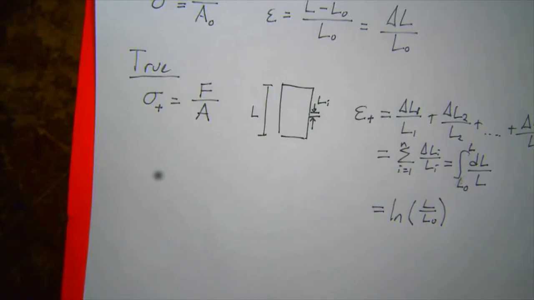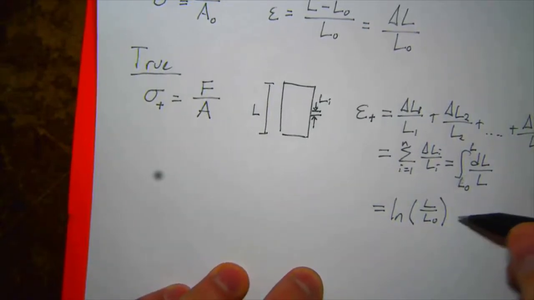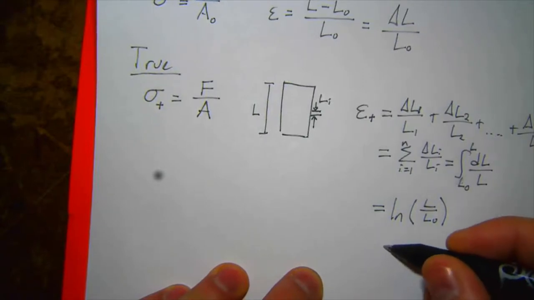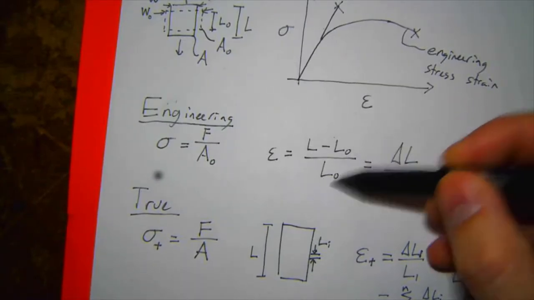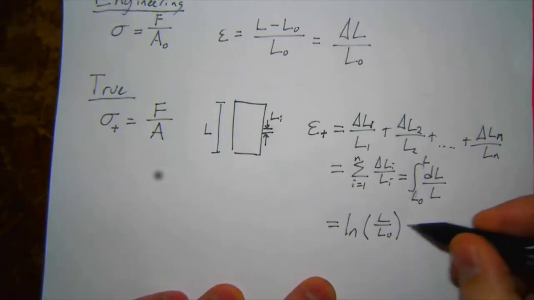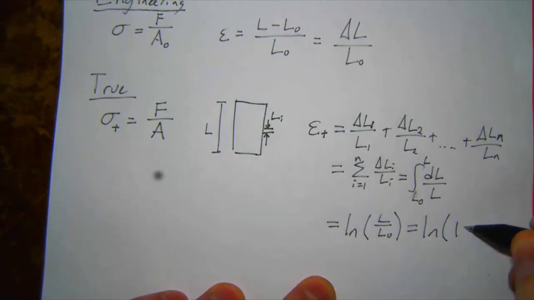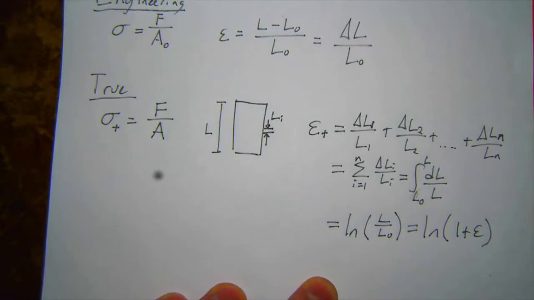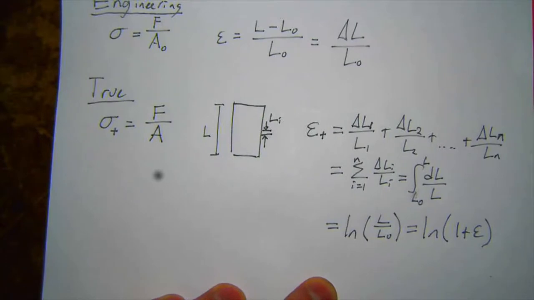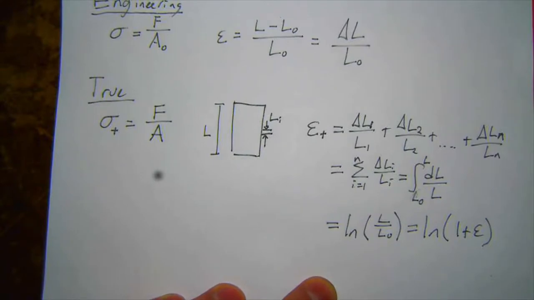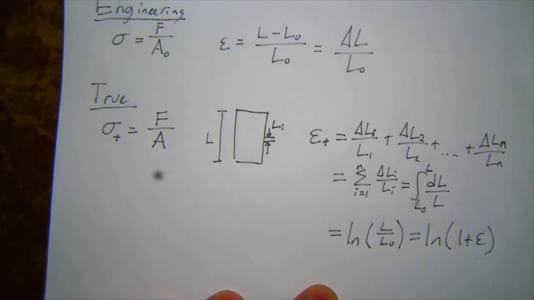I can now take this relative to my engineering strain, where my engineering strain was delta L over L naught, or L over L naught minus 1, or minus L naught over L naught. So I can also say that this is natural log of 1 plus my engineering strain. Hopefully these are familiar definitions. Is there anybody who hasn't seen these before? Okay, cool. Good to know.